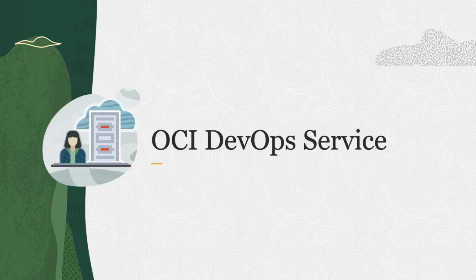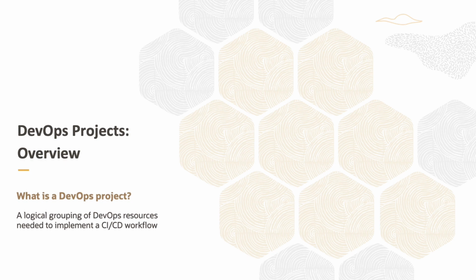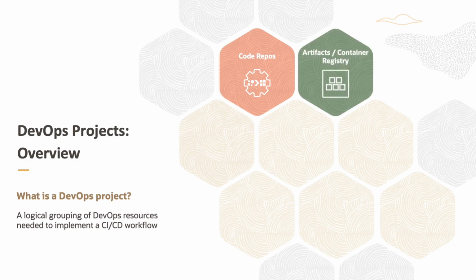Using the DevOps service, developers can automate each phase of their software delivery lifecycle to release features more quickly and with fewer errors. The first step in building and deploying applications using OCI DevOps service is to create a DevOps project. A DevOps project is a logical grouping of DevOps resources needed to implement a CI/CD workflow. As part of creating the project, you will create private repositories, code repositories to store and manage source code. You'll also create OCI artifacts and container registries to house artifacts to be used in deployments.